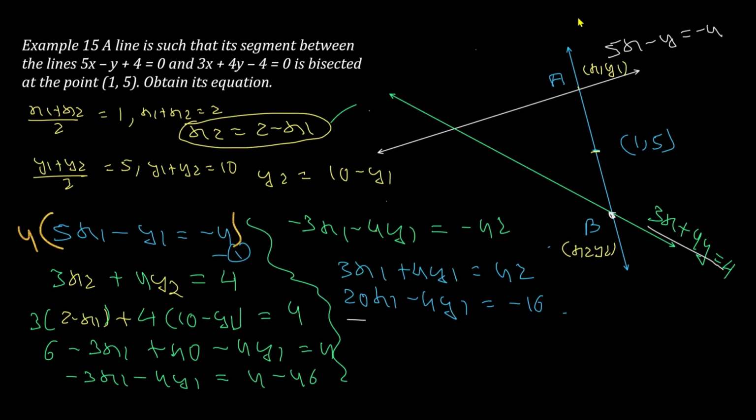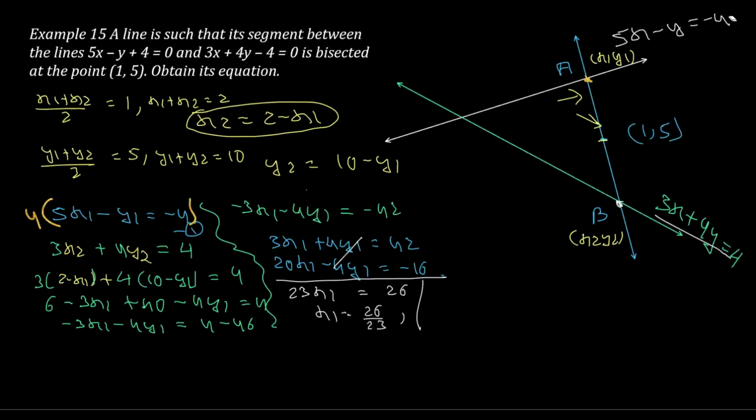Next, I'm going to add these two equations. On adding, you can clearly see this gets cancelled. This is 23 times x1, and on the other side, it is 42 minus 16. That is 26. Yeah, 26. So we'll get x1 as 26 over 23. So now replacing the value of x1 on this equation, I'll take this equation. We can get the value of y1.